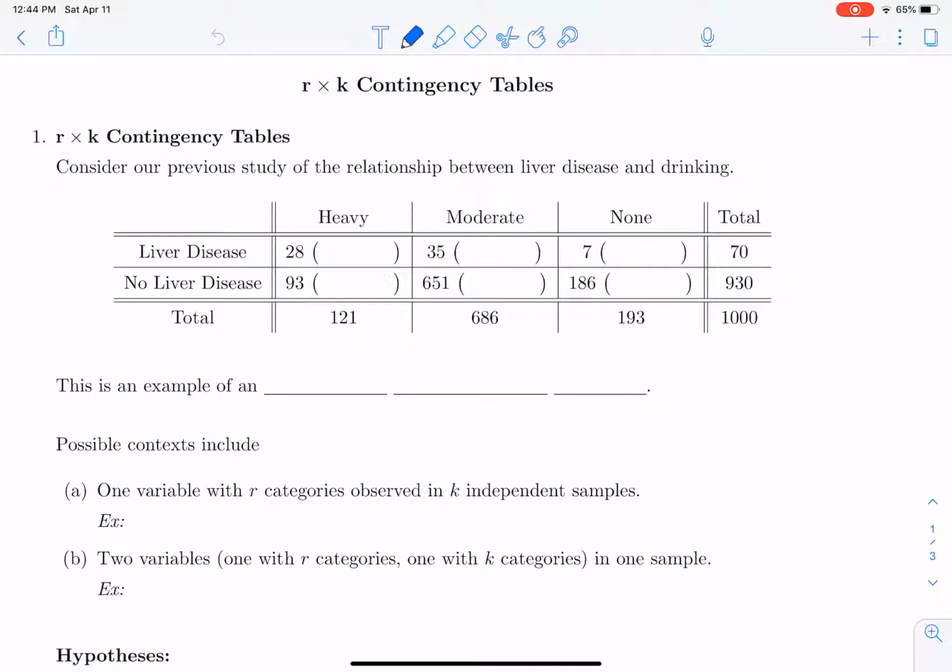Now we're going to move on to more general contingency tables. The tables do not need to be 2 by 2. We can actually have R by K contingency tables, where R is the number of rows and K is the number of columns. So again, we're going to look at this data about liver disease and drinking, but now I've split drinking up into heavy drinking, moderate drinking, and non-drinking. This is actually the data that I presented to you back in Math 350, and this is an example of what's called an R by K contingency table.